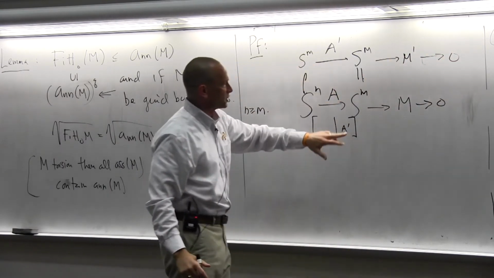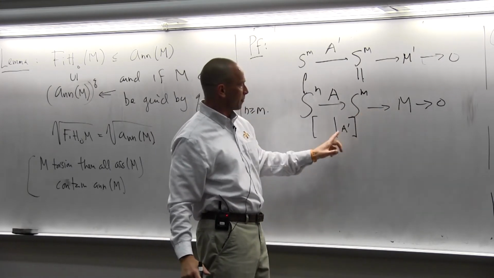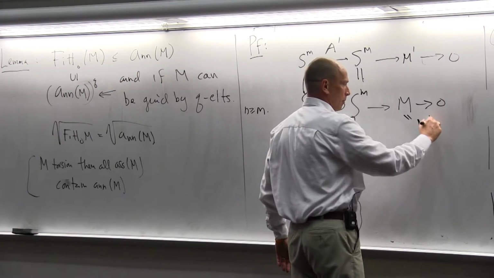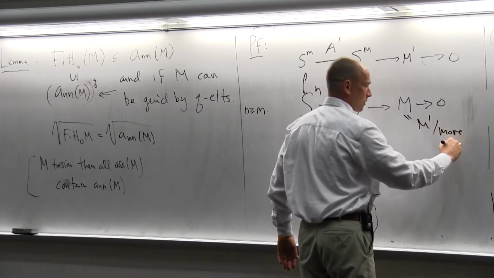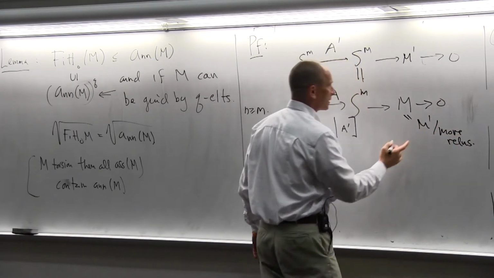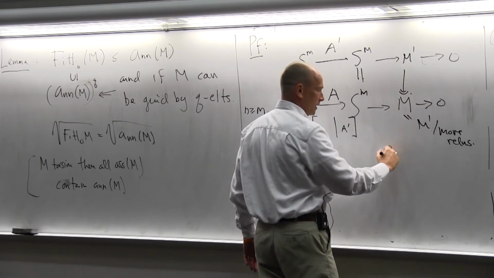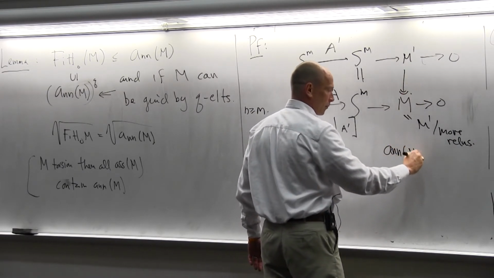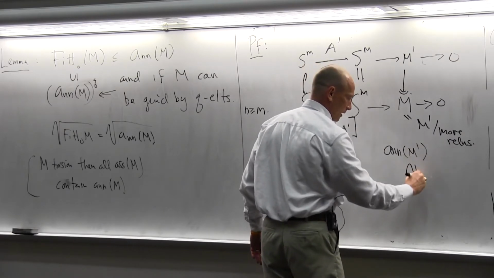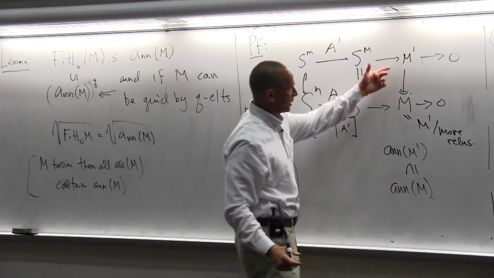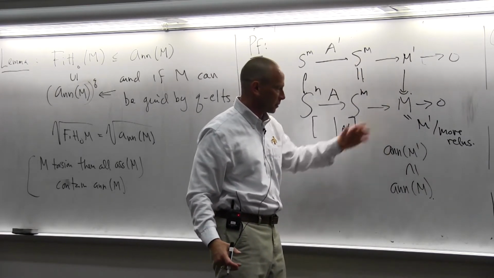Right? So notice this M is M prime modulo a bunch more relations. So this is M prime modulo more relations. And this immediately means that there's a surjection right here. In particular, the annihilator of M prime is contained in the annihilator of M. If I kill everybody here and this guy's a quotient, that means I kill everybody here.